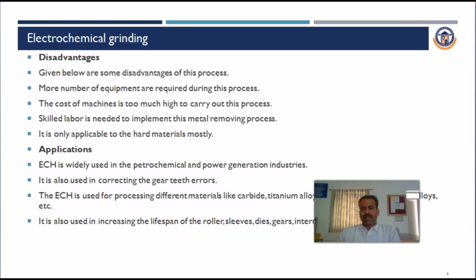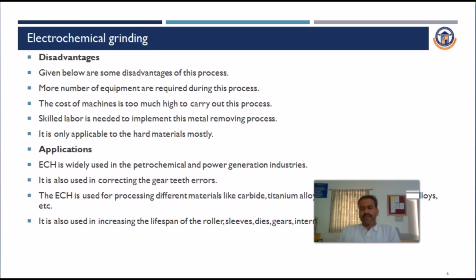So what are the applications and disadvantages of this electrochemical grinding? Given below are some disadvantages of this process. More equipment is required during this process. The cost of machines is very high compared to other electrochemical energy processes. Skilled labor is needed to operate the machines and carry out the process. It is only applicable to hard materials mostly.